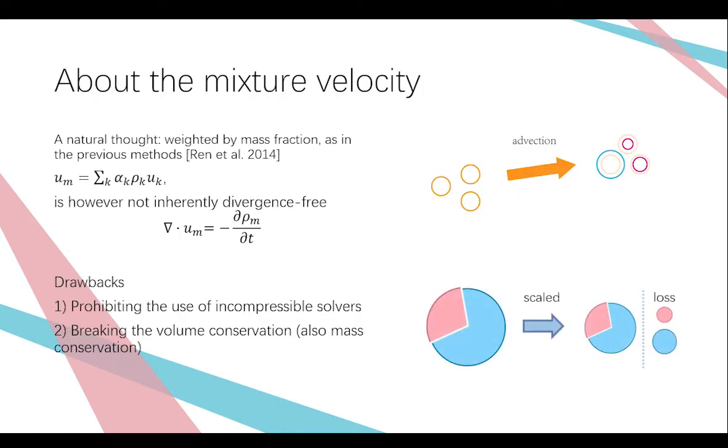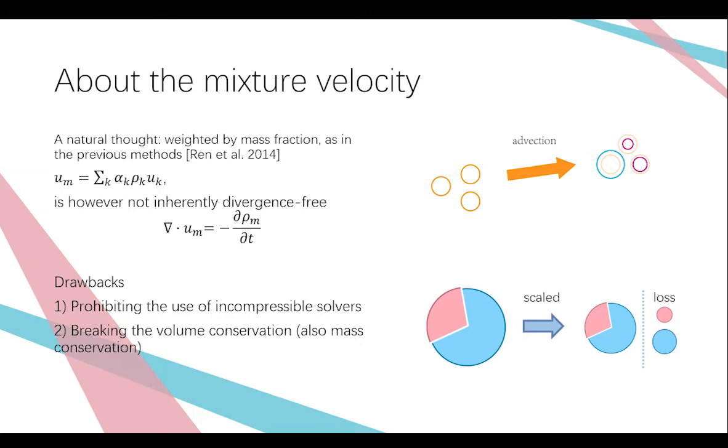A natural thought is, we can define the mixture velocity as the velocity of mass center of a fluid particle weighted by mass fractions. This velocity, however, is not inherently divergence-free, even if all the phases are incompressible. We can see from the second equation that its divergence corresponds to the local density change of the mixture. And when the phases have different densities, the mixture's density is changing when phases have relative motion, so this is not zero. And this has two drawbacks.